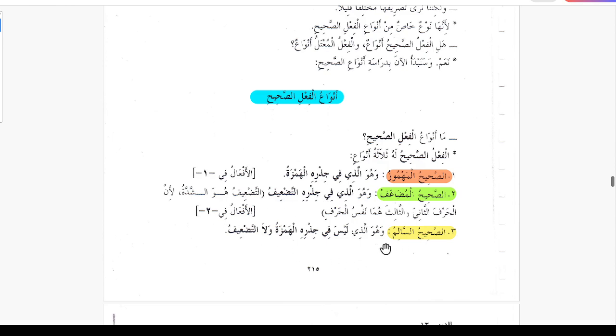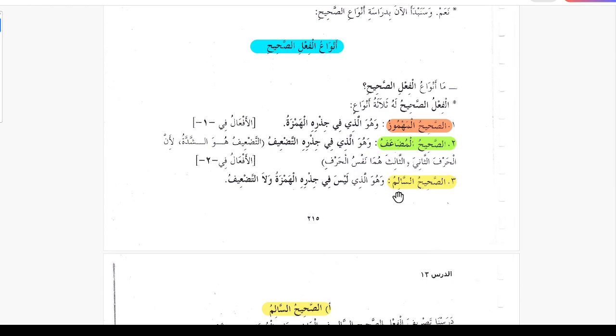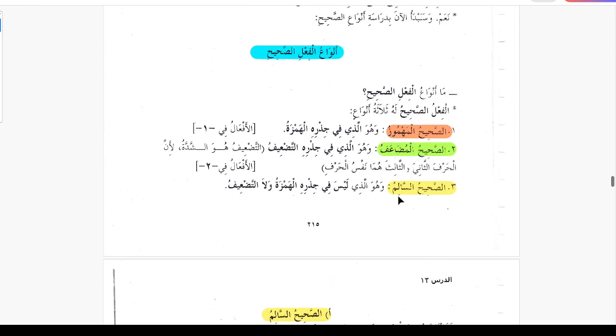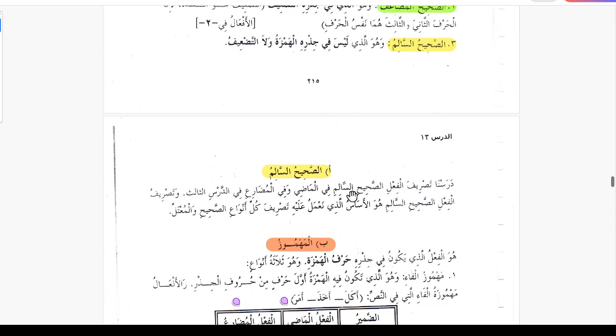And the Sahih Salim is anything else that does not have a hamza or that does not have that doubling. This is the third group. So these are the three kinds of Sahih verbs. As-sahihu salimu darasna tasriful fi'l sahih salim fil madi wa fil mudari fi dars salis. These are the kind of verbs that we have already studied in the past and present tense in the third lesson. All the verbs that we studied there are sahih salim.